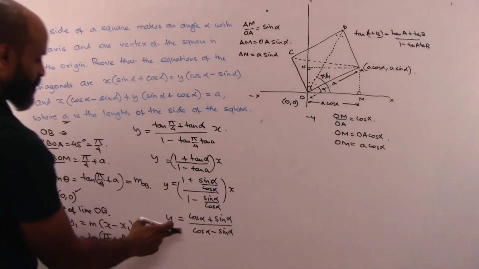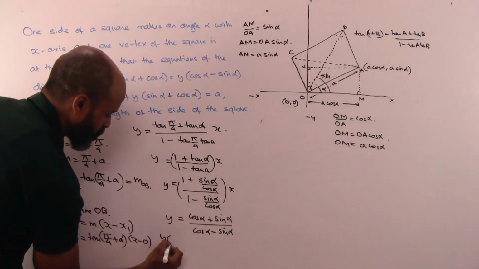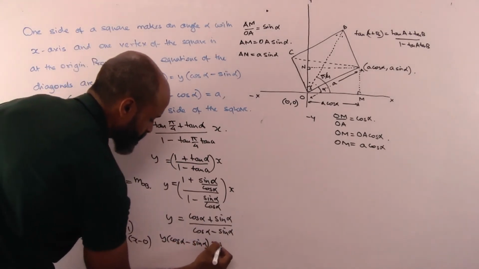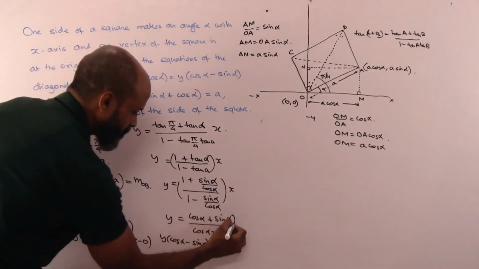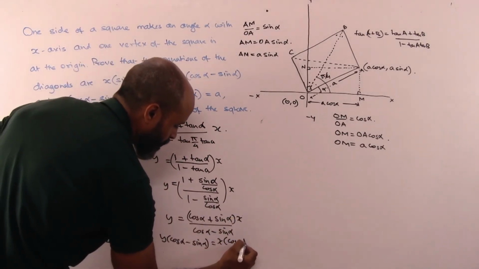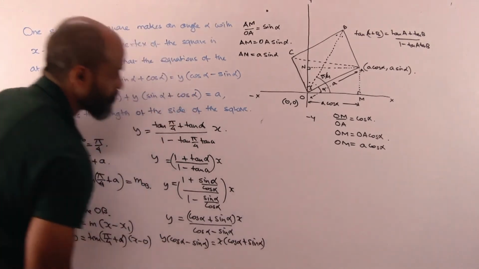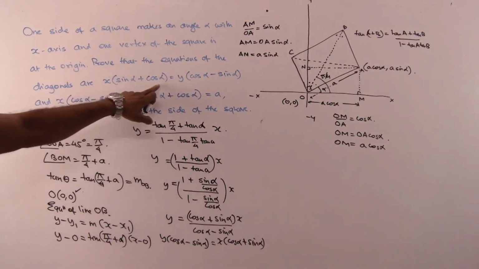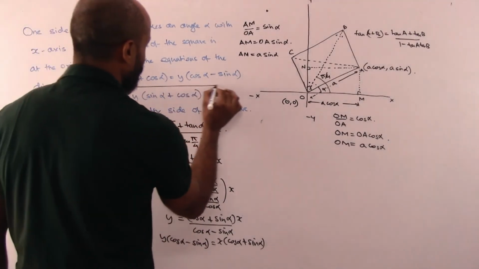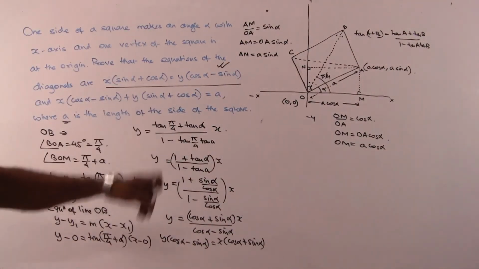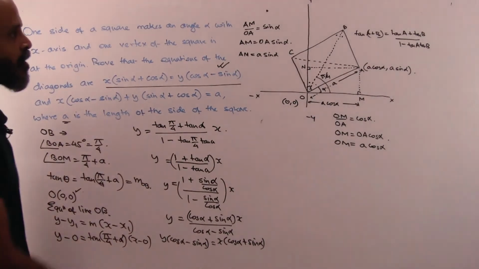So this will be the equation: y into cos alpha minus sine alpha is equal to x into cos alpha plus sine alpha. Y into cos alpha minus sine alpha is equal to x into sine alpha plus cos alpha. So the equation of one line is proved. Now we will have to venture out into the other line. So how will we do this?